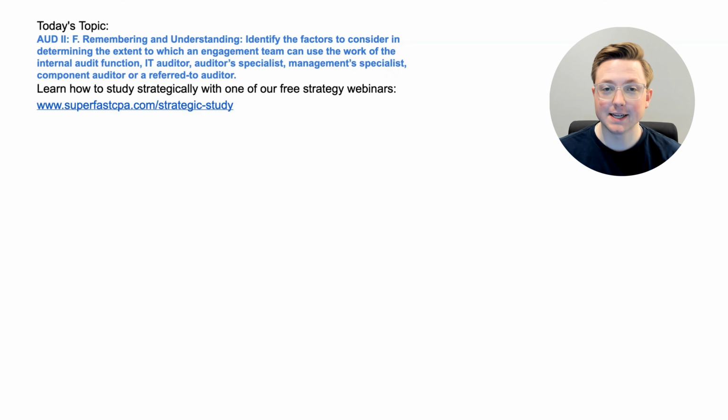I'm Logan, and in today's video, we're going to be going over Audit Area 2. This is Section F. This is a remembering and understanding topic. Identify the factors to consider in determining the extent to which an engagement team can use the work of an internal audit function, IT auditor, auditor specialist, management specialist, component auditor, or a referred to auditor.